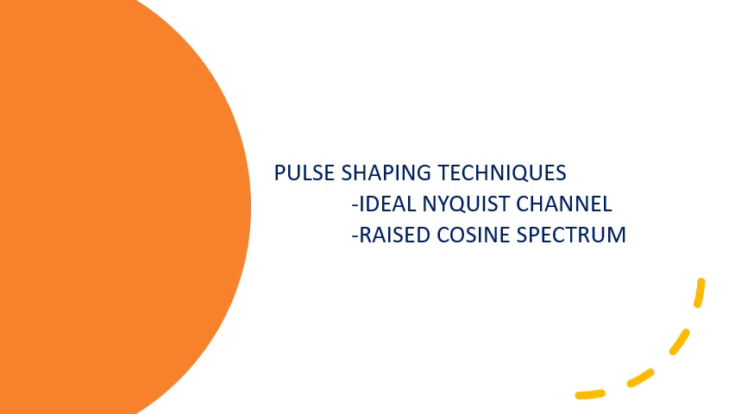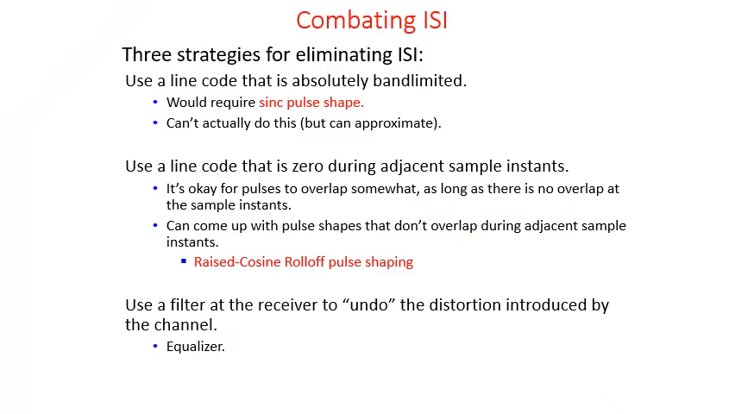This video is the continuation of the Nyquist criterion for the distortionless baseband transmission system. Here we'll see how the ISI is eliminated by using the pulse shaping techniques. So these are the three strategies for eliminating ISI.